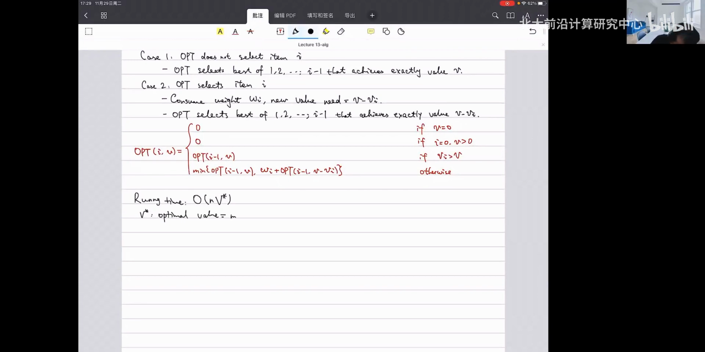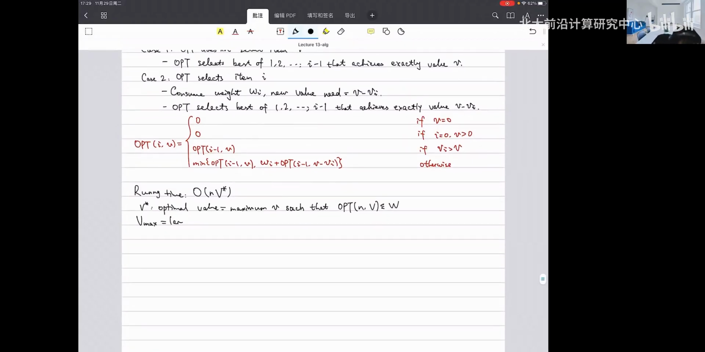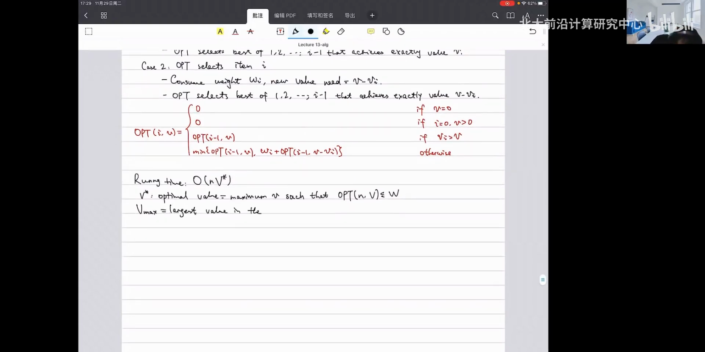Or we can say it is the maximum V such that OPT of V is smaller than or equal to W. So the running time of this algorithm is O of n V star, because V star is the best possible value that you can reach. But we don't know the value of V star here, but we know the value of V max. The V max is the largest value in the original instance.